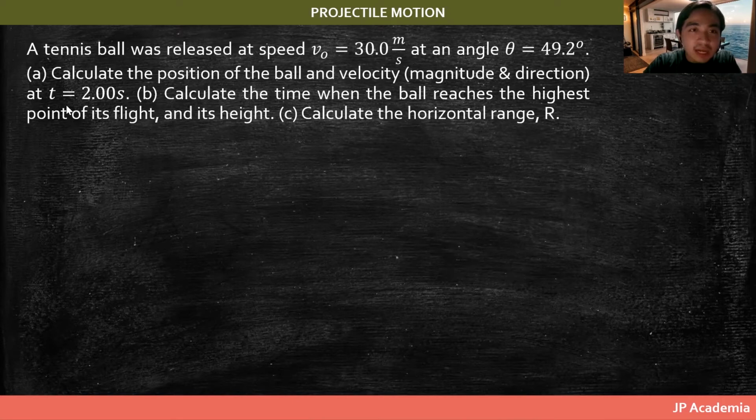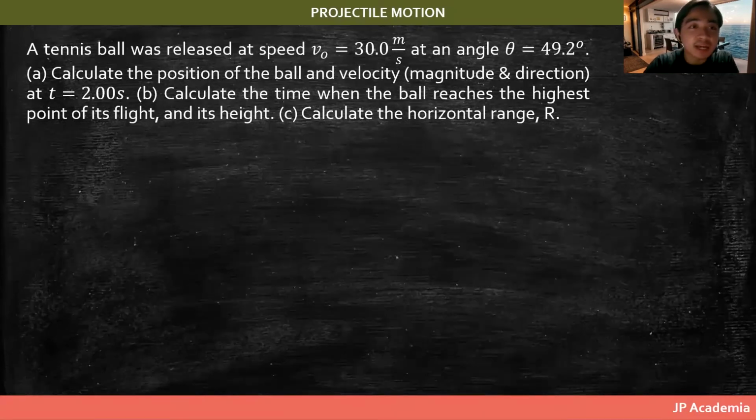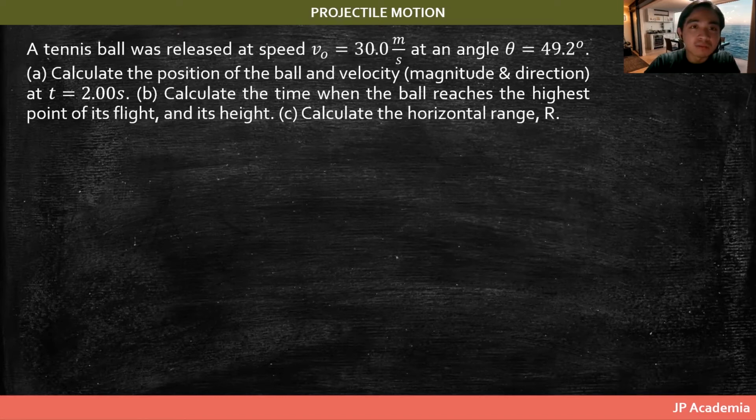Letter A, calculate the position of the ball and velocity, so magnitude and direction yan, at 2 seconds. So that's the first thing. Then letter B, calculate the time when the ball reaches the highest point of its flight. So pag na-reach mo na yung peak height, we want to find the time. And of course, the height din. Gusto natin malaman yung height h or y.